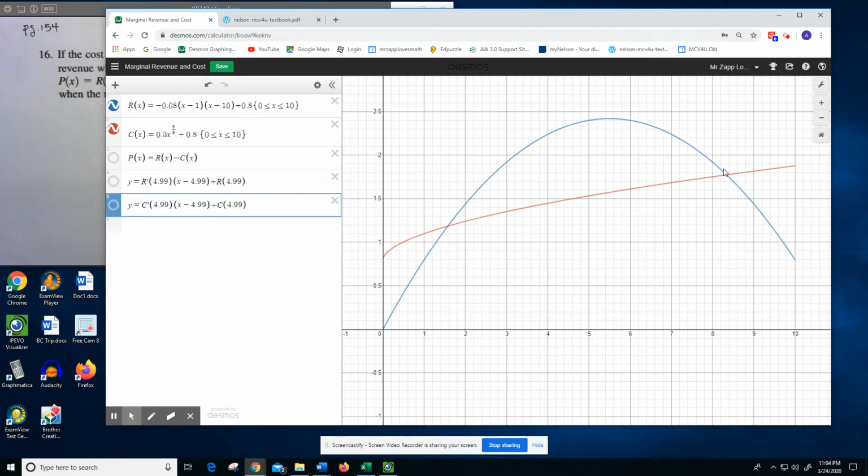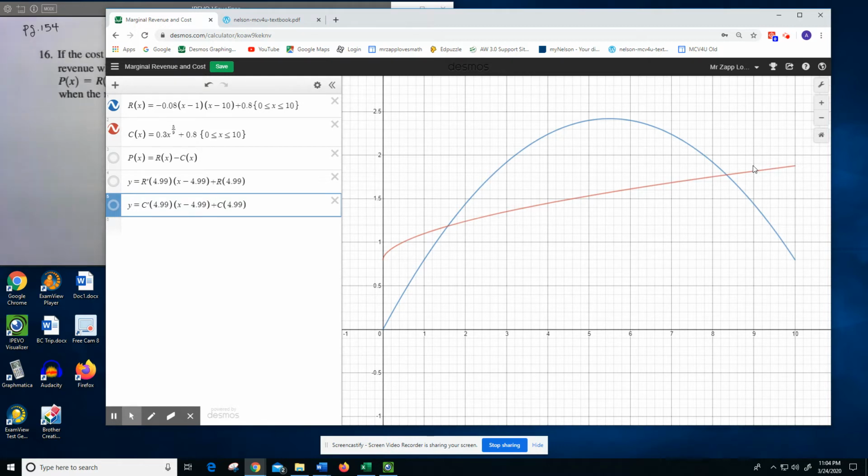Then here you've got in red the cost function. You notice here that the cost starts off not at zero, like the revenue. If you don't sell anything, you don't make any money, whereas the cost will have some initial costs, and it looks like it increases more quickly at the beginning and then eventually starts to level off. So it's an example of a reasonable cost function.